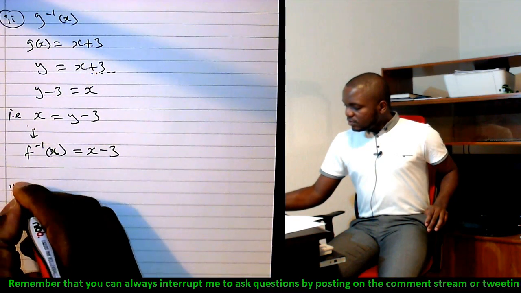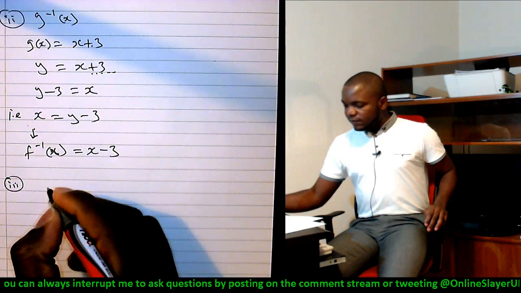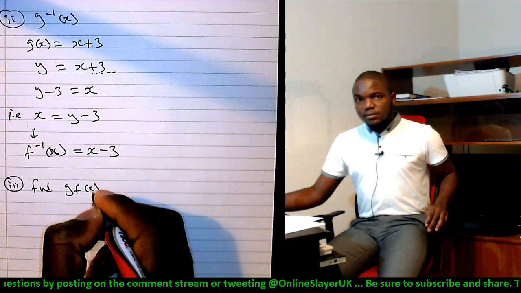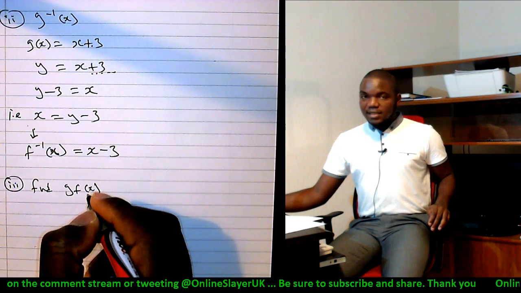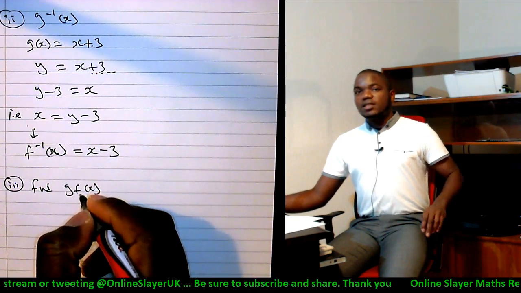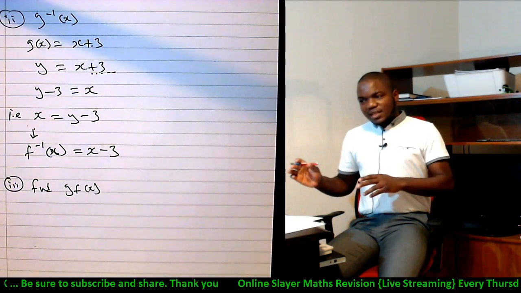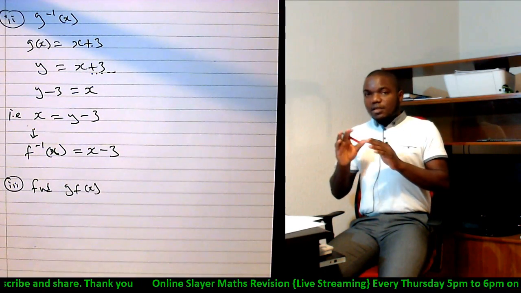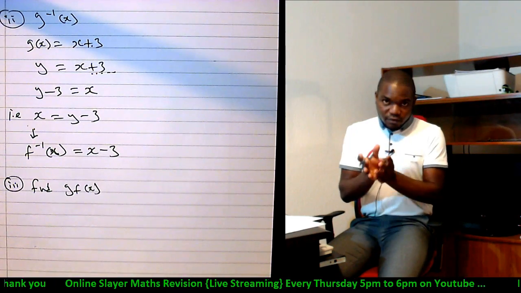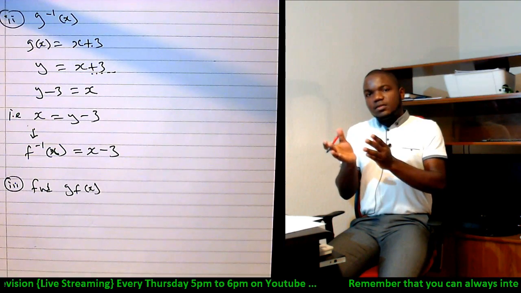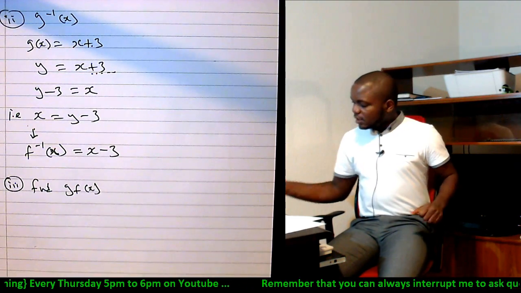Third thing to do was we're told to find gf of x. And do you know what gf of x is? Like I said, gf of x is actually g of f of x. So in this case, x is the input to your f of x function or process. Now f of x is the input to your g of x function.